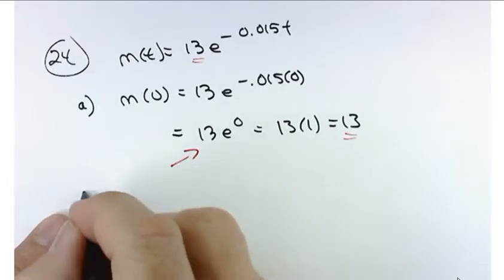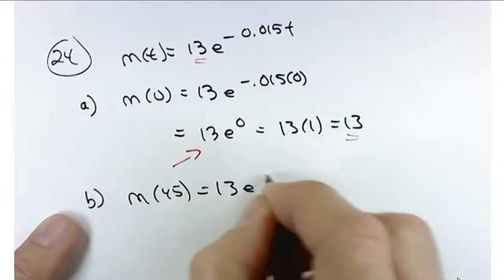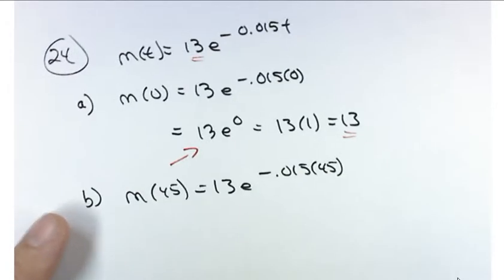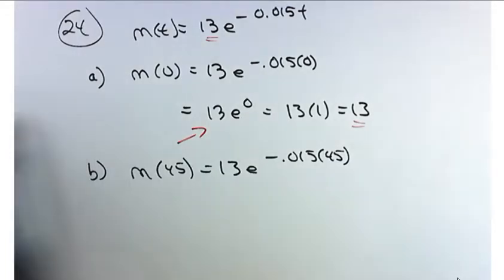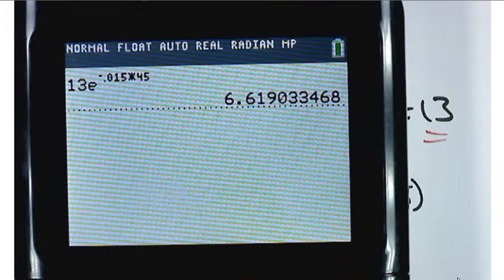How much is left after 45 days? About 7. Okay. Thank you. So 13 e to the negative 0.015 times 45. All right. On an exam, I'll tell you where to round it. If you're rounding to the nearest digit, then it's about 13, or about 7, sorry.